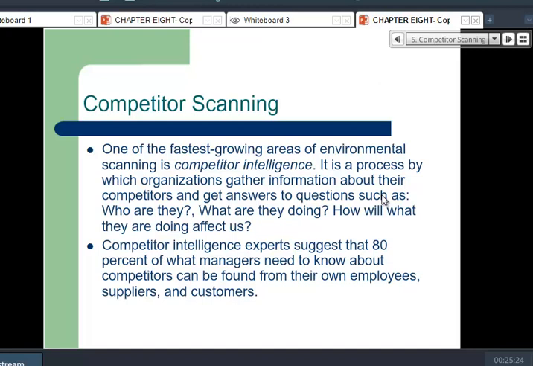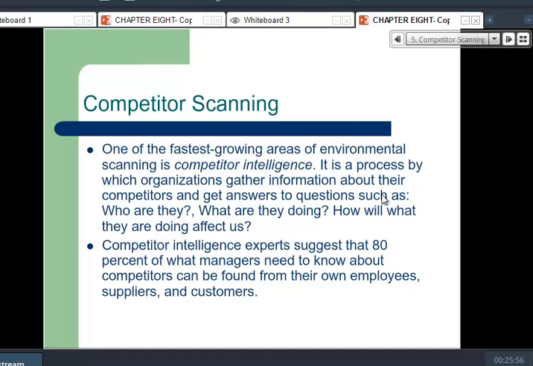So as a manager, you need to know who your competitors are, what they are selling, what they are doing, and how they manage their service. Competitor intelligence experts suggest that 80% of what managers need to know about competitors can be found from their own employees, suppliers, and customers.